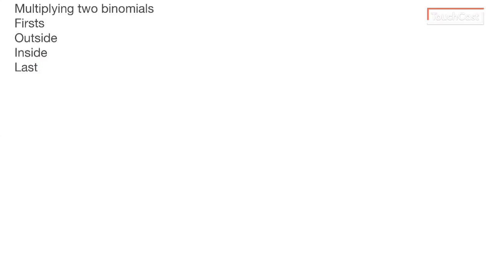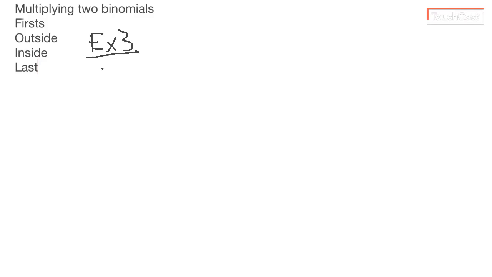Now, there's a process for multiplying two binomials. That process we call the FOIL method, where what we do is we multiply the first terms together, then we multiply the outside terms, then the inside terms, and the last terms. So let's look at an example of this FOILing method. We're going to keep this screen up. So this would be example 3.